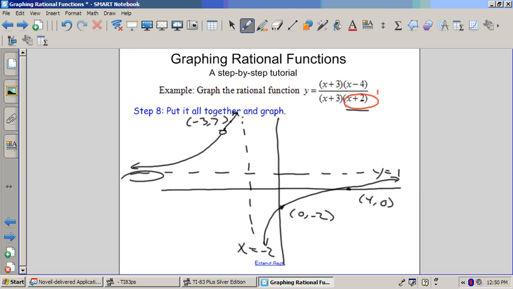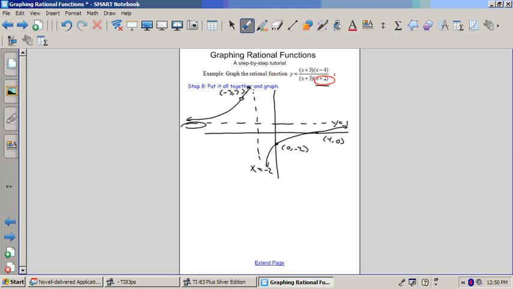Now, what is the domain of this graph? Well, the domain is all the points x except for those that were my points of discontinuity, which is x can't be negative 3, x can't be negative 2. If they ask you to write this in interval notation, you would say the domain goes from negative infinity to negative 3, picks up at negative 3 and goes to negative 2, picks up at negative 2 and goes to infinity.